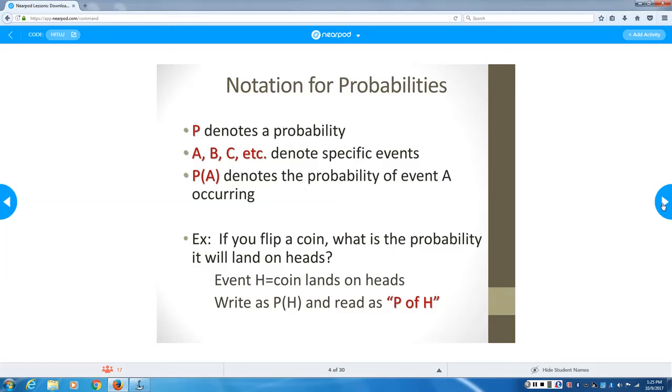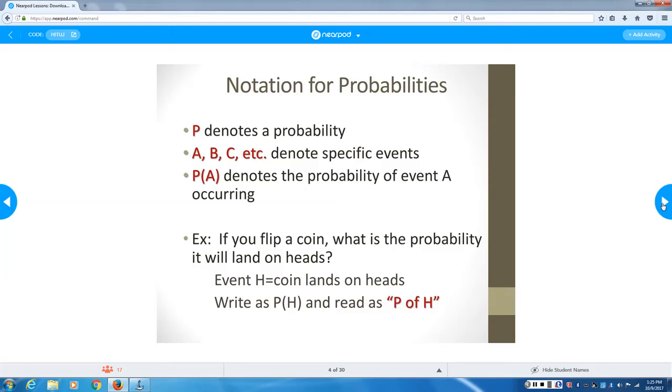And here's our first example. If you flip a coin, what's the probability that it'll land on heads? Now everybody in here ought to be able to answer the question without looking at the notation. If I flip a fair coin, what's the probability my coin lands on heads? 1/2? 50%? 0.5? All those are good answers.